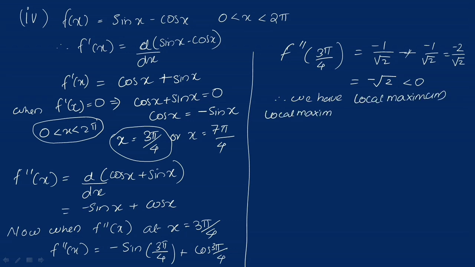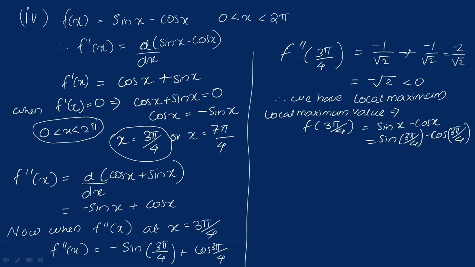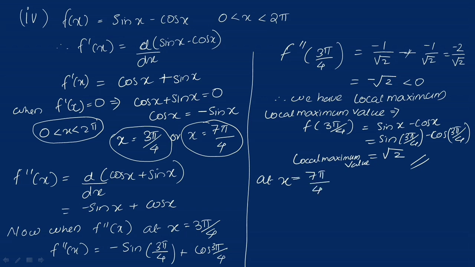What is the local maximum value? That is f of x. We are applying it in the equation sin x minus cos x. So f of 3 pi by 4 is equal to sin 3 pi by 4 minus cos 3 pi by 4. That is 1 by root 2 minus cos 3 pi by 4, again 1 by root 2. So we have the value root 2, that is the local maximum value.